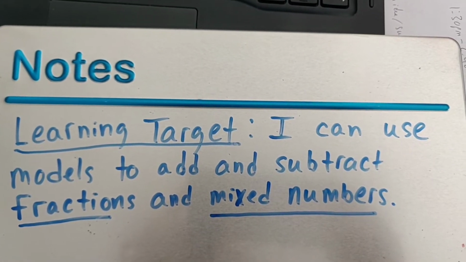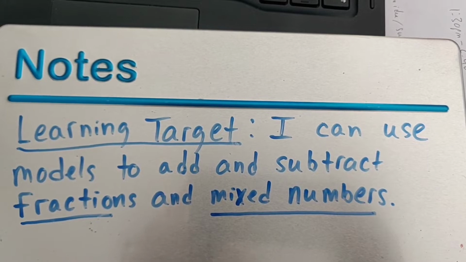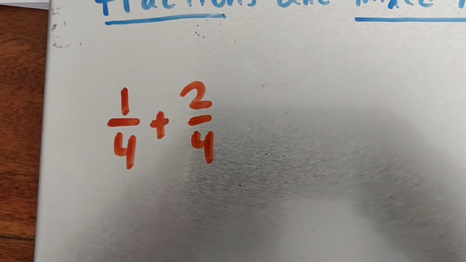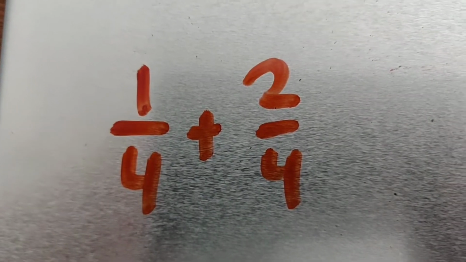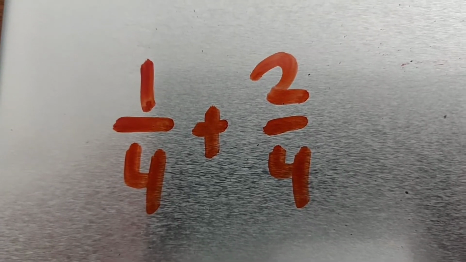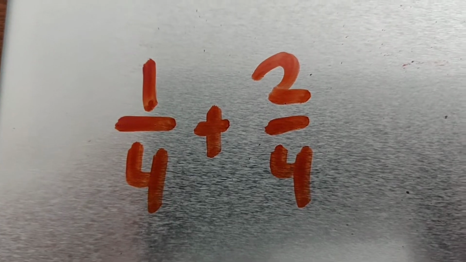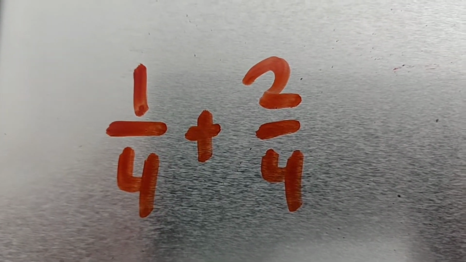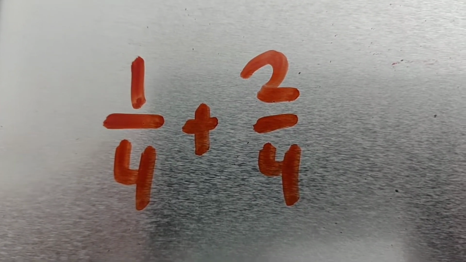So now let's start doing what we said we were going to do in our learning target, adding and subtracting fractions and mixed numbers. We're going to start with adding fractions. We're going to start with a simple example. So we have 1/4 plus 2/4. The denominator tells me that we're going to be dealing with a whole broken into 4 equal parts. And the numerators tell me that we're going to be starting with one of those 4 equal parts, and then we're going to be joining together, adding 2 more of those 4 equal parts.